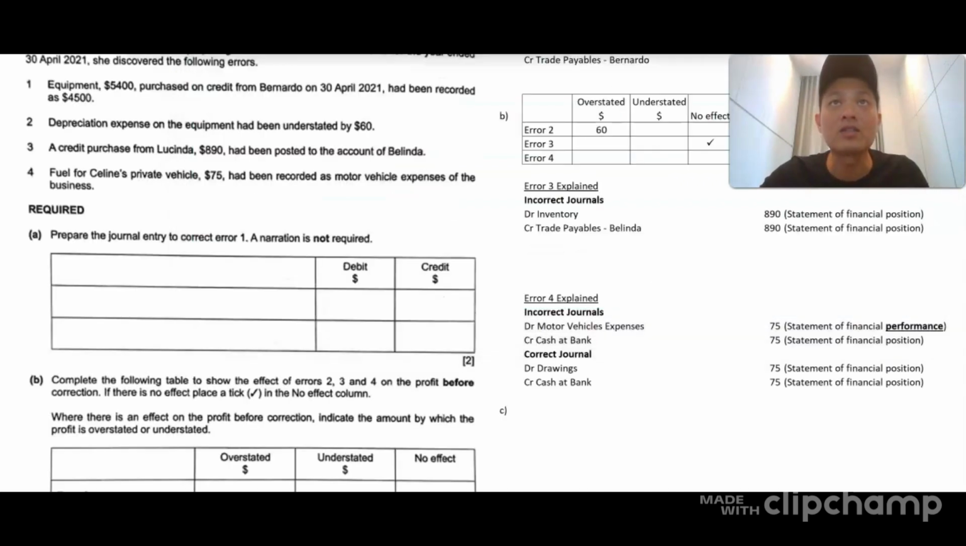This time round the expense is too high. So for example, this is motor vehicle expense and this was too high by 75. Then if I bring it down by 75, because this 75 is not the business expense but it's drawings that goes into the statement of financial position, then if I take it off, my profits will go up by $75 as well. Okay, all right, so let's go back to this. I would have put understated here.